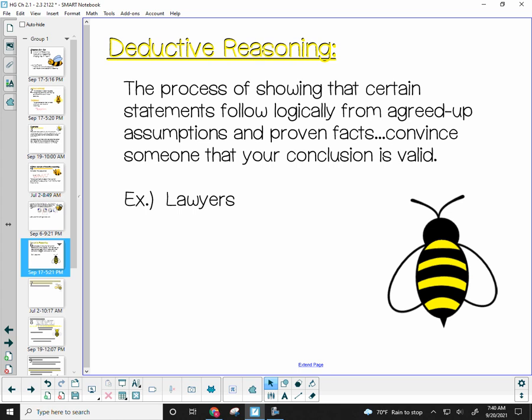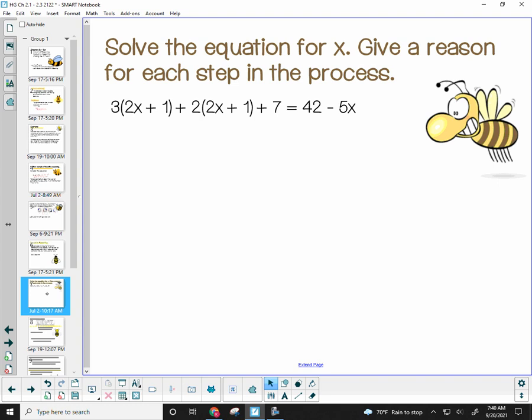Okay, deductive reasoning. A way we use deductive reasoning, which you've done in the past, is with solving equations. You actually used to write algebraic proofs at one point, and we're going to talk about that a little bit today. It's just an example of deductive reasoning. All right, so if we start with this equation here, I want to go through the process of how I solve it. So what would you do first to solve this?